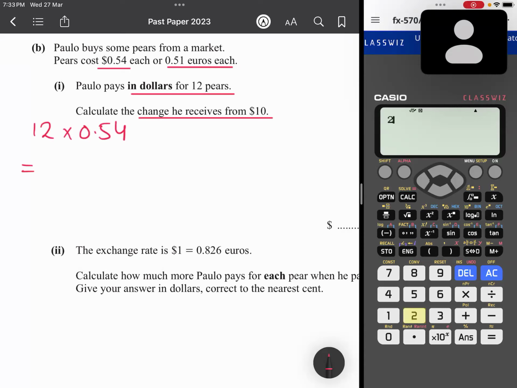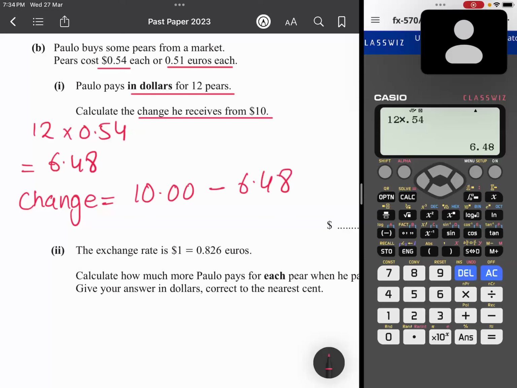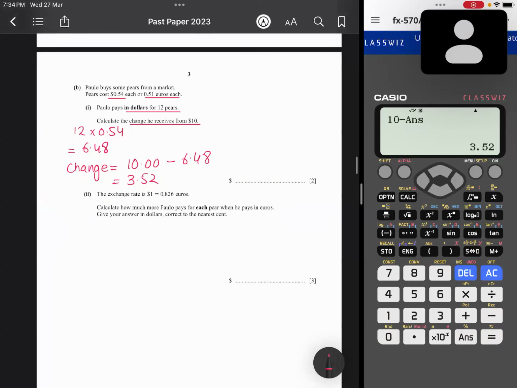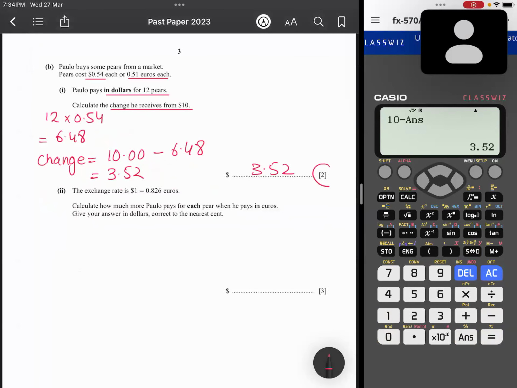So 12 multiplied by 0.54. So that would be 6.48. Calculate the change. Okay, change he receives from $10, beta. $10 minus 6.48. So that is $3.52. And we will write that he will receive this much change.